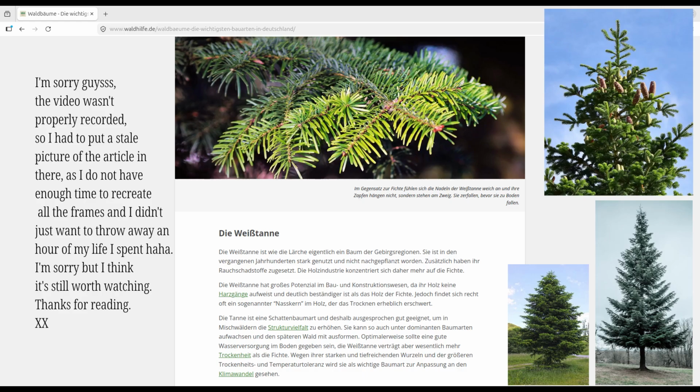So die, let me just translate that. I'm just gonna ask Google, because it's kind of a bit difficult to translate that. In addition, it has been contaminated with smoke pollutants. This is maybe a better way to say that. Die Holzindustrie konzentriert sich daher mehr auf die Fichte.